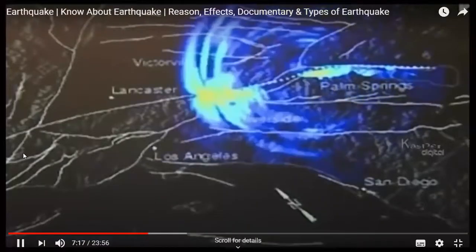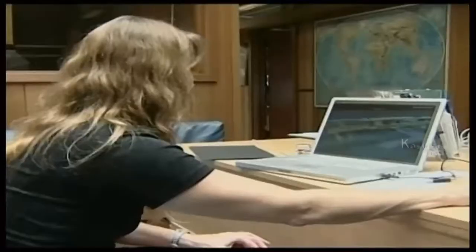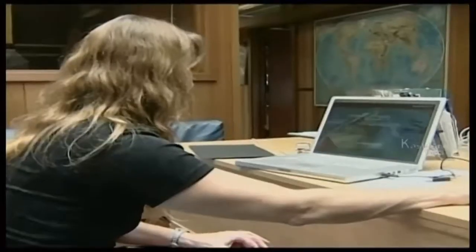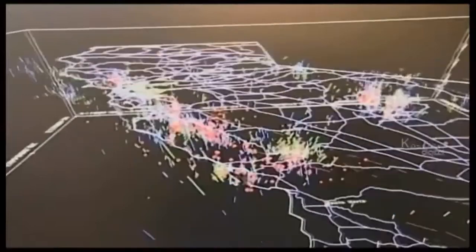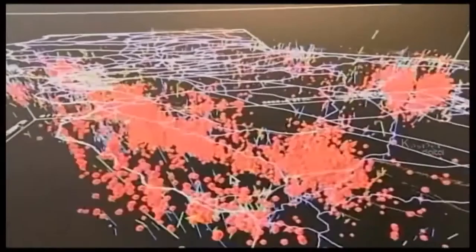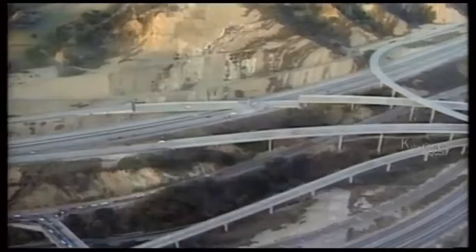Calculating those subtle motions allows scientists to figure out how much strain is building up. Predicting exactly when that might happen, however, is beyond scientists' ability. Scientists are working with underground sensors along the fault lines.